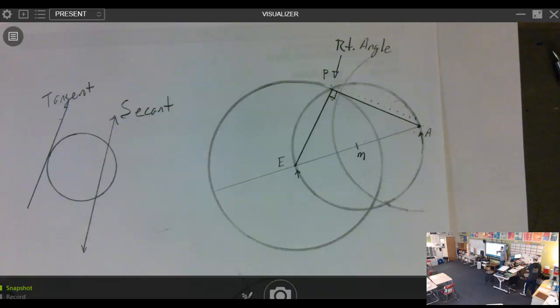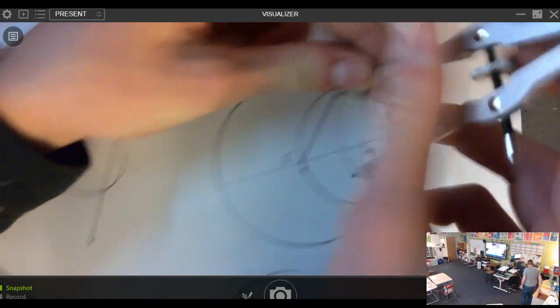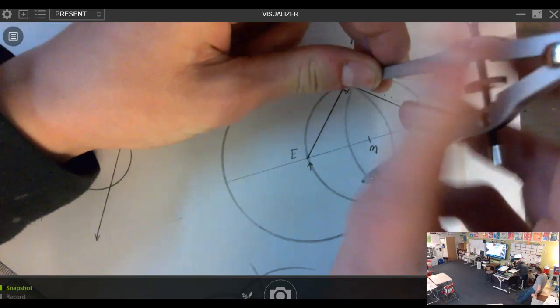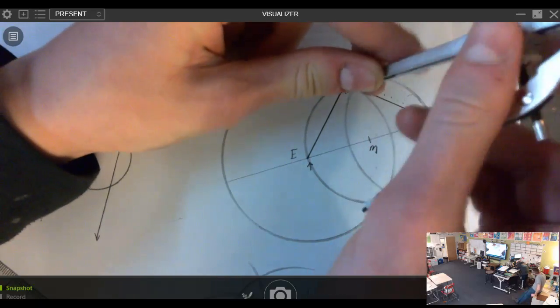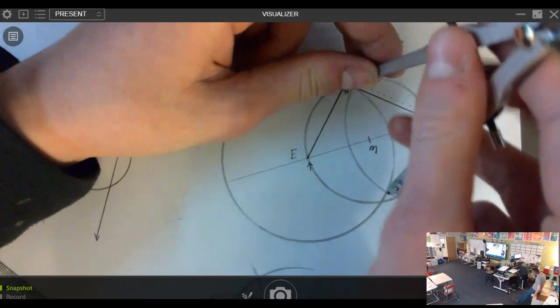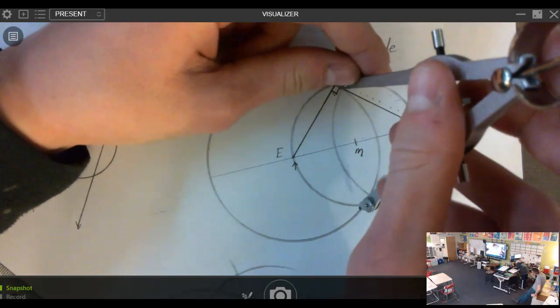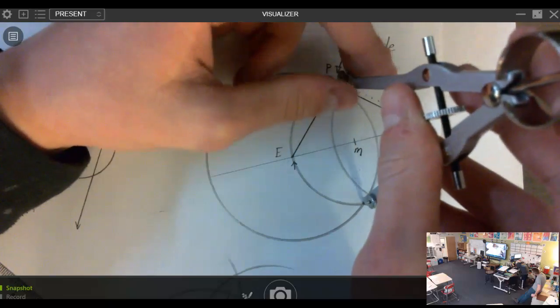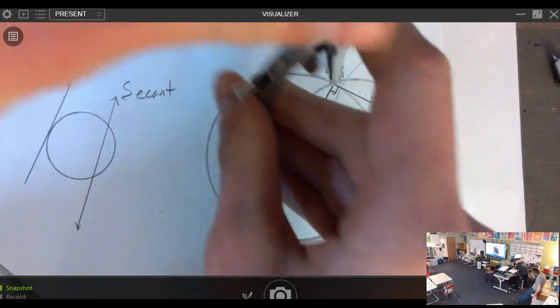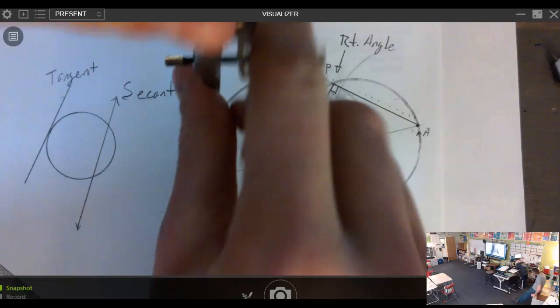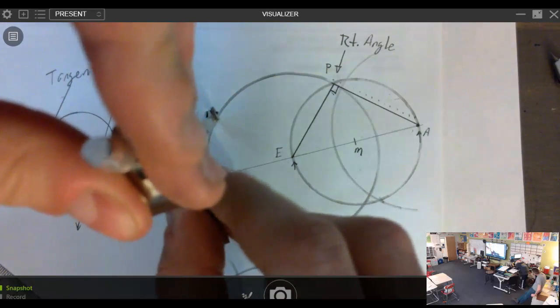Okay. Can I do something on this paper? Sure, I have to do that so anyone can see it. But yeah, go ahead. Okay, so this distance, I was trying to figure out how much the satellite could see of the Earth. So I took my compass like this. And I went to see where it lined up on the circle, and it went 1, 2.